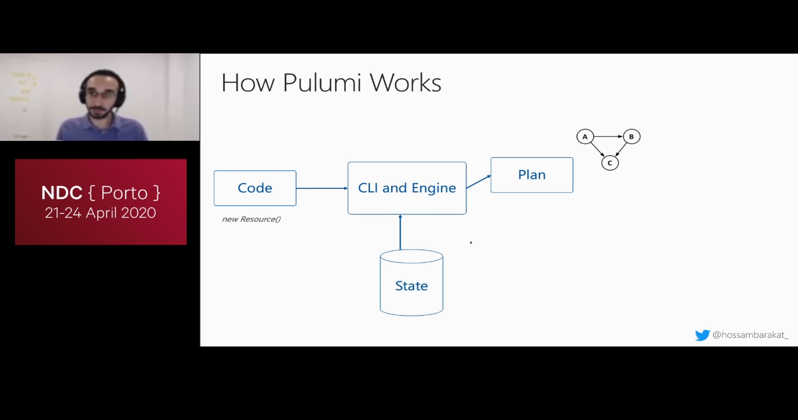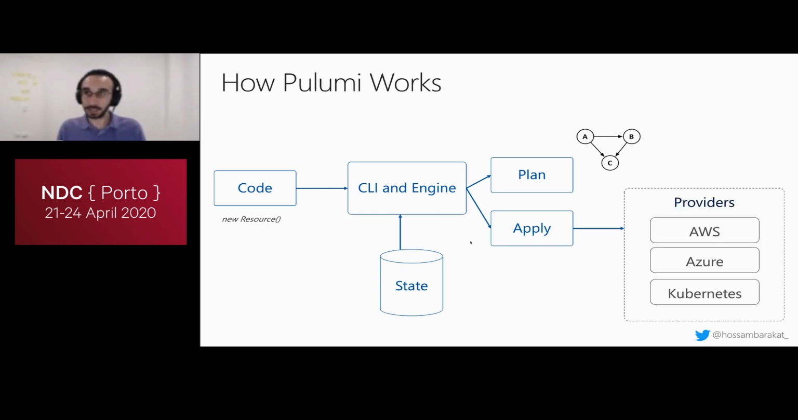The next phase is taking this dependency graph and passing it into the next phase, which is apply. In apply, we will basically take the outcome of that planning phase and start calling the actual cloud providers like AWS or Azure to create, update, or delete the resources. After the resources are created, we get back and update our state. So the next time we update our desired state, the Pulumi CLI can determine the delta between the desired and the current state.